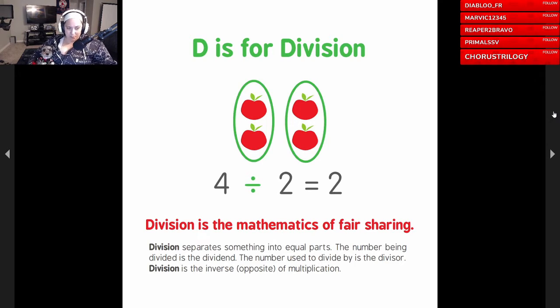D is for division. Division is the mathematics of fair sharing. Division separates something into equal parts. The number being divided is the dividend. The number used to divide by is the divisor. Division is the inverse, or opposite, of multiplication. So this equation says 4 apples divided into 2 groups, or divided by 2, is equal to 2. So we say 4 apples divided into 2 groups. There are 2 apples in each group.